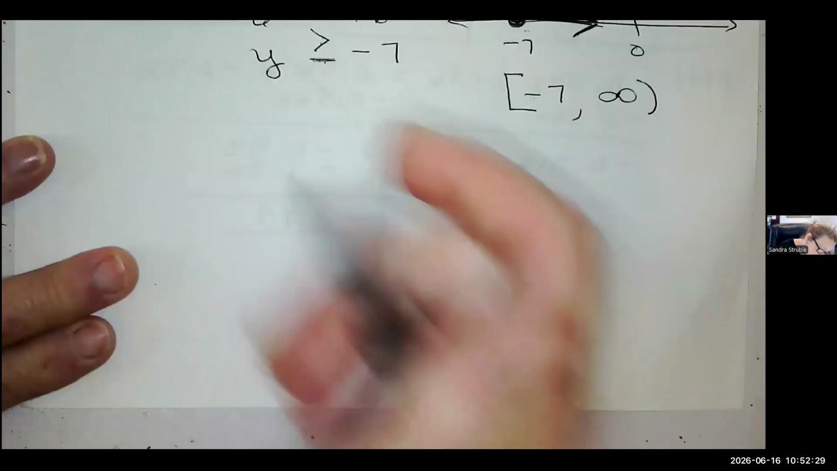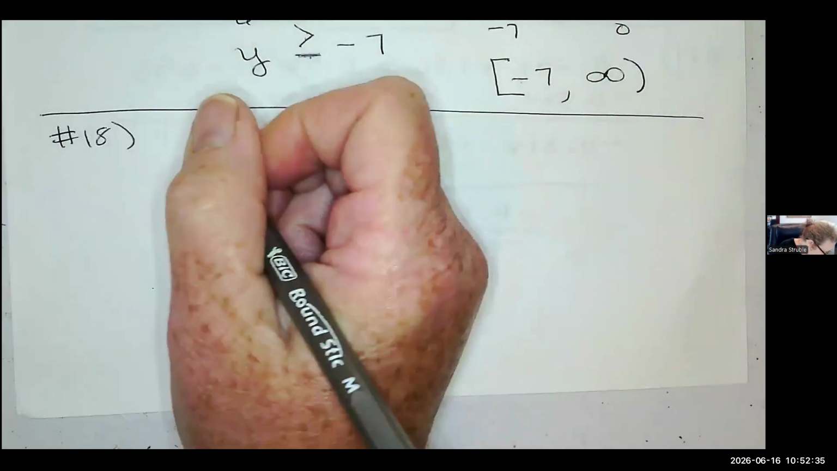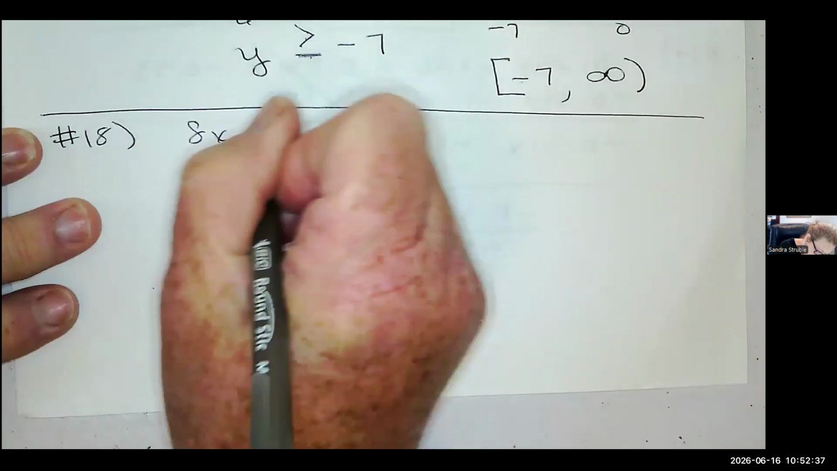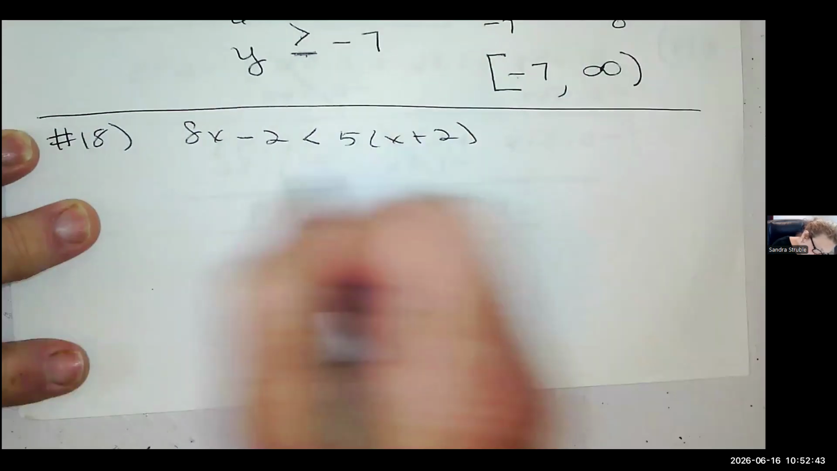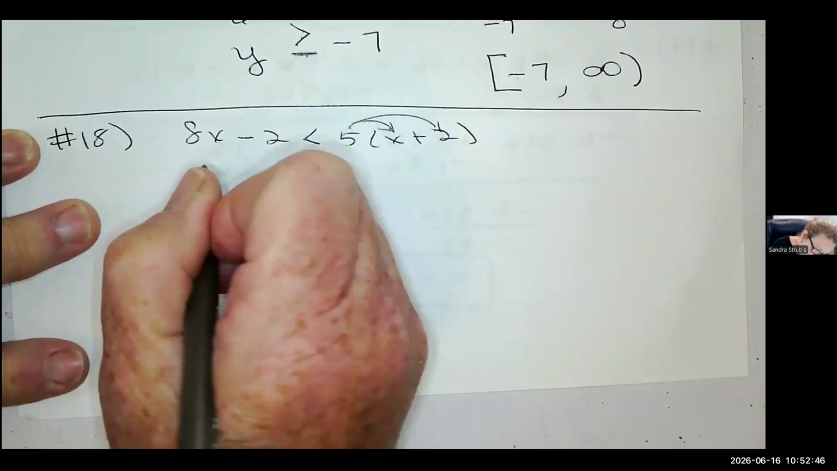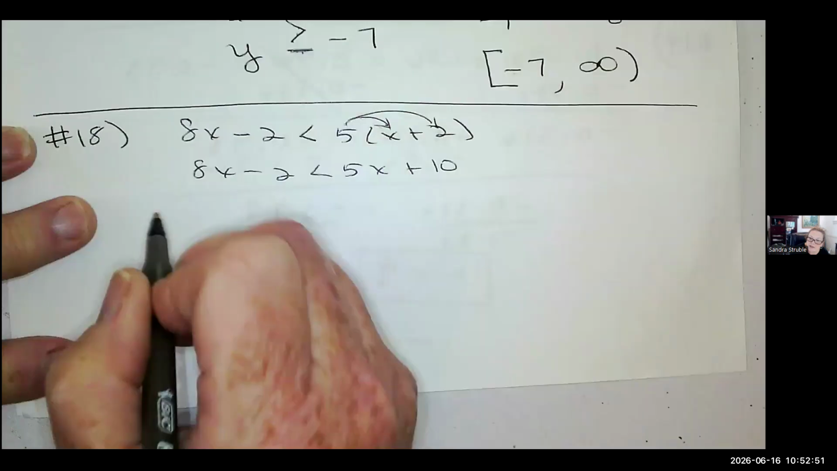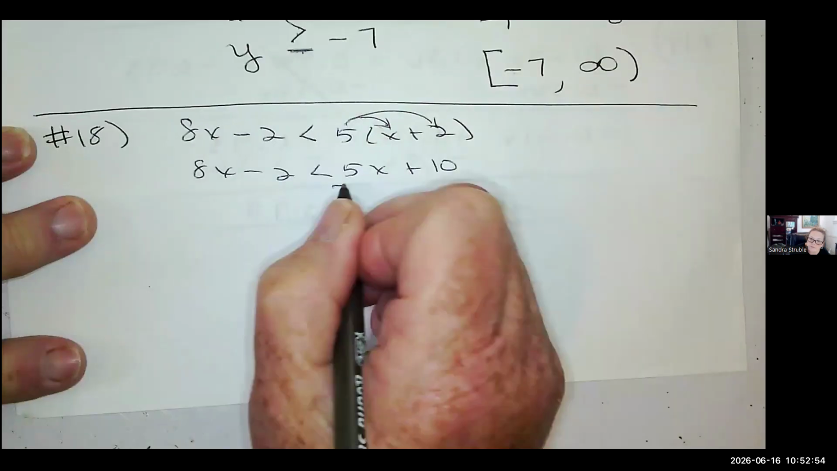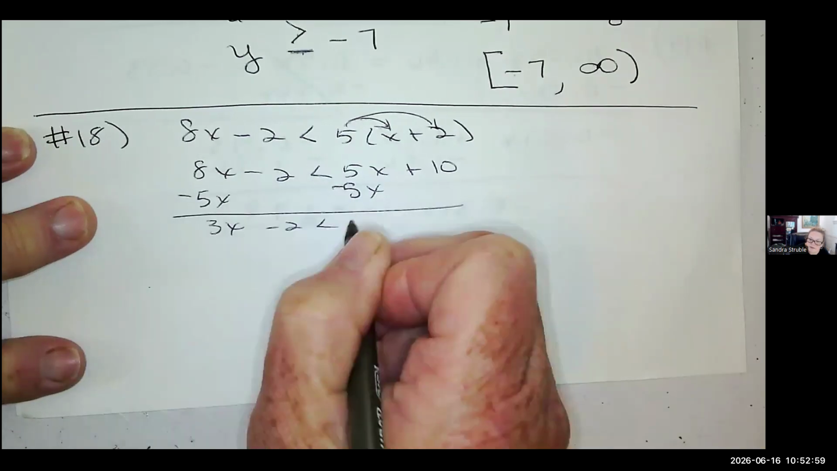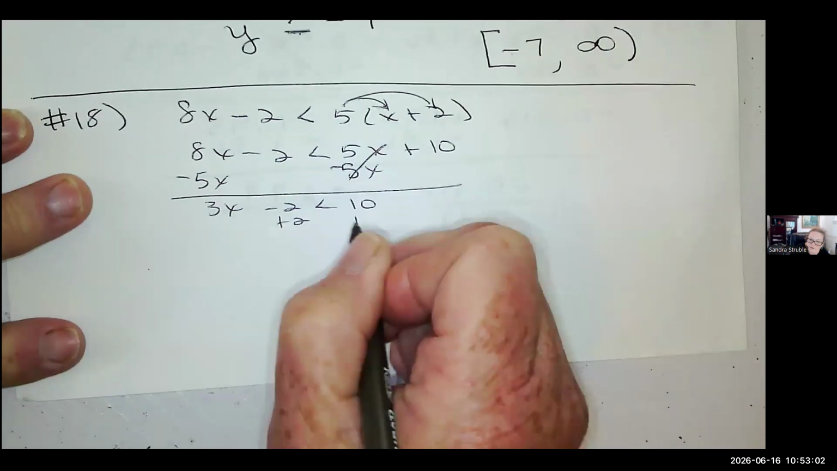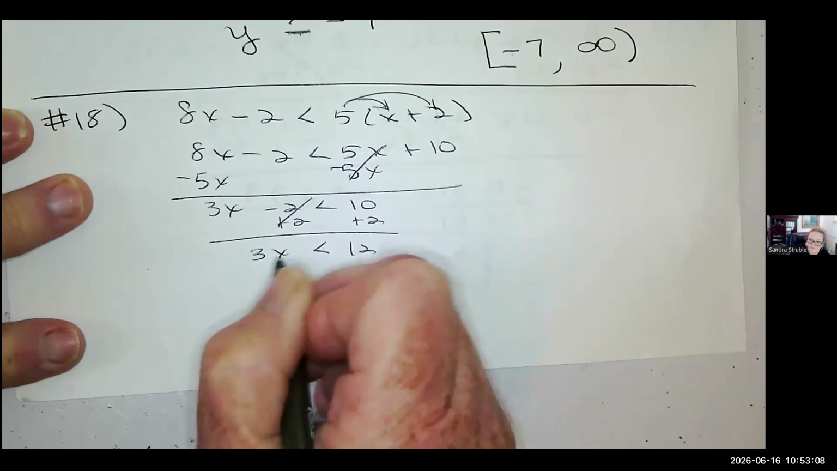Look at number 18. And it is 8x minus 2 less than 5 times x plus 2. All right, I need to distribute 5x plus 5 times 2 is 10. Let's get our x's on one side, our constants on the other. I'm going to subtract 5x from both sides. Add 2 to both sides. And then 3 is attached to x by multiplication, so we have to divide both sides by 3.